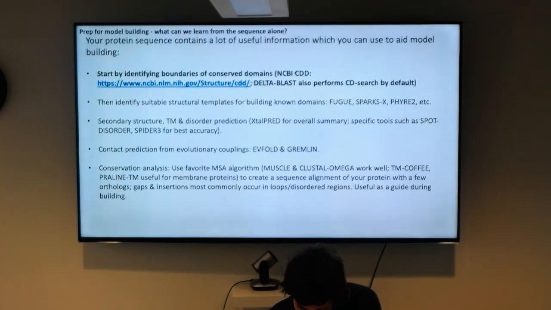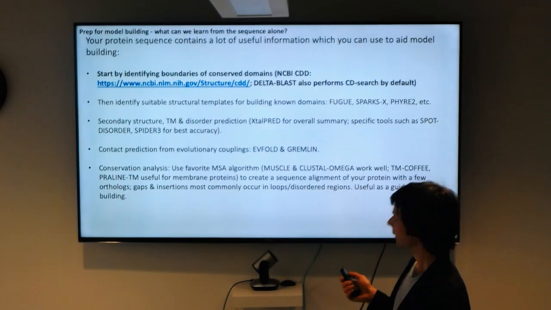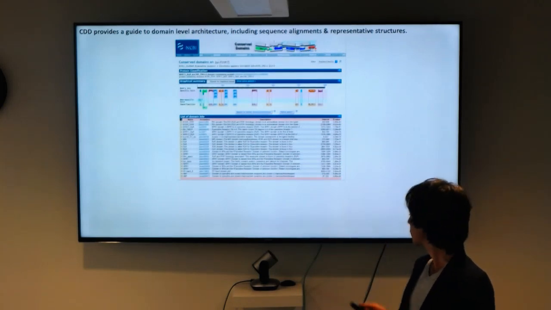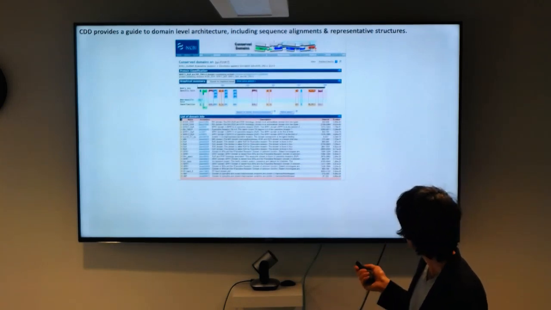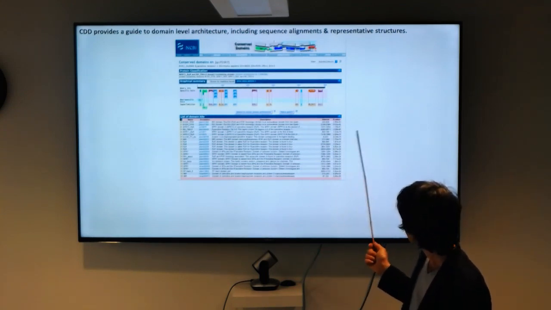Yeah, so as I mentioned, this is what I was referring to. Whoa, this is one slide out of sync. Sorry. There we go. So this is sort of the interface. This is what I was referring to regarding the conserved domain database.